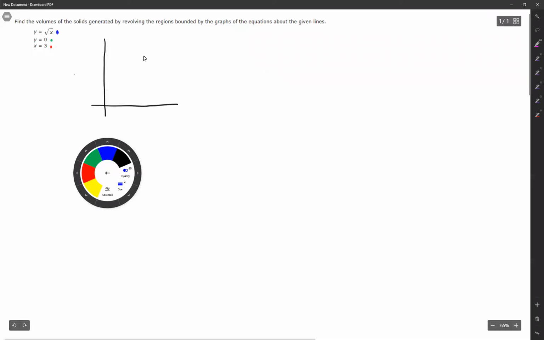Y equals the square root of x. That's just a square root curve. It's going to be shaped sort of like this. Well, it probably doesn't need to go that far. Y equals 0. That's just the horizontal line, that's just the x-axis. And the line x equals 3 is going to be a vertical line at 3, which should be, let's see, square root of 3 is about 1.7. Let's just say here. Okay.